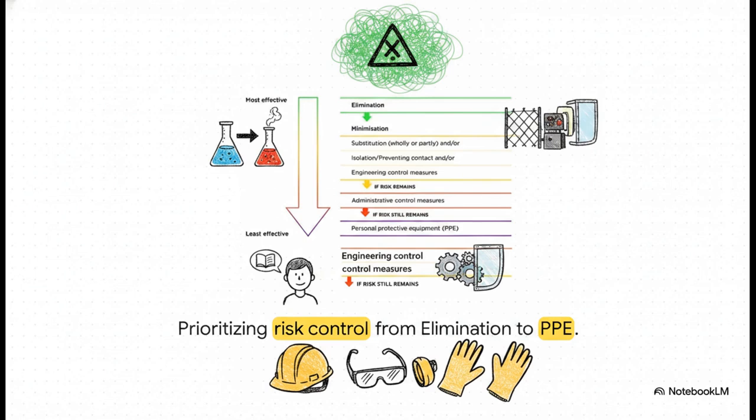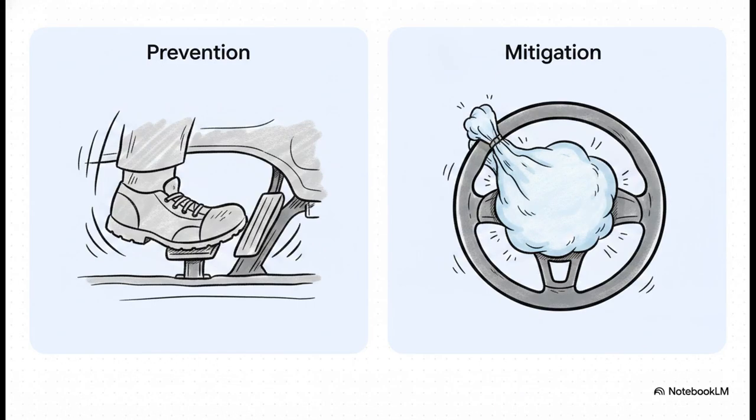If you can't pull that off, you move down the ladder to substitution, then engineering controls like machine guards, then administrative controls like worker training, and then, only as a very last resort, do you rely on personal protective equipment, or PPE, your hard hats and gloves. As we apply that hierarchy, we actually divide our controls into two totally distinct buckets: prevention and mitigation.